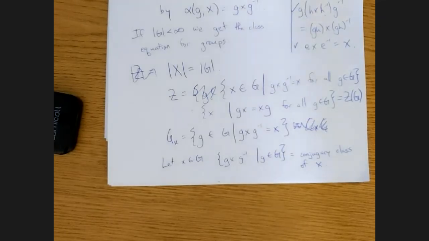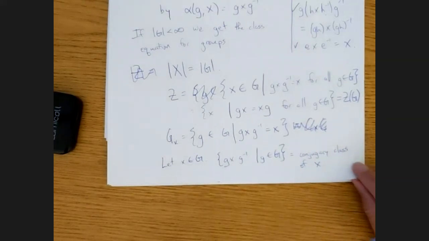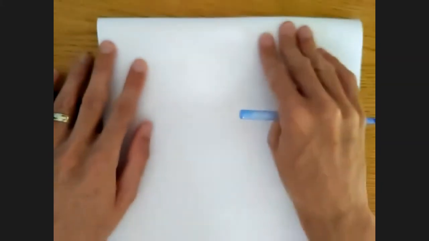And now I want to look at an example of this equation for maybe a group or two. So let's look at an example of the class equation. This gives us a lot of information about the group we're looking at.